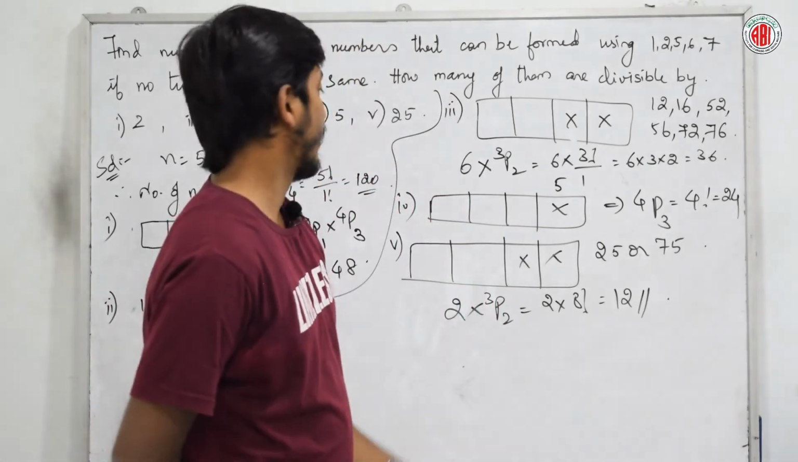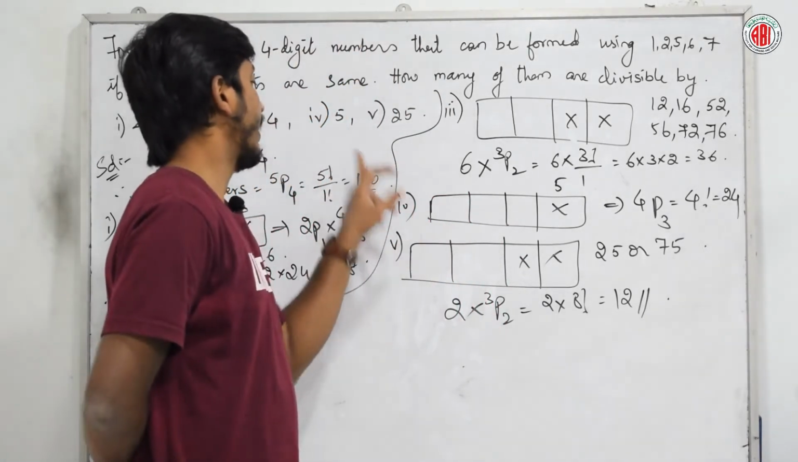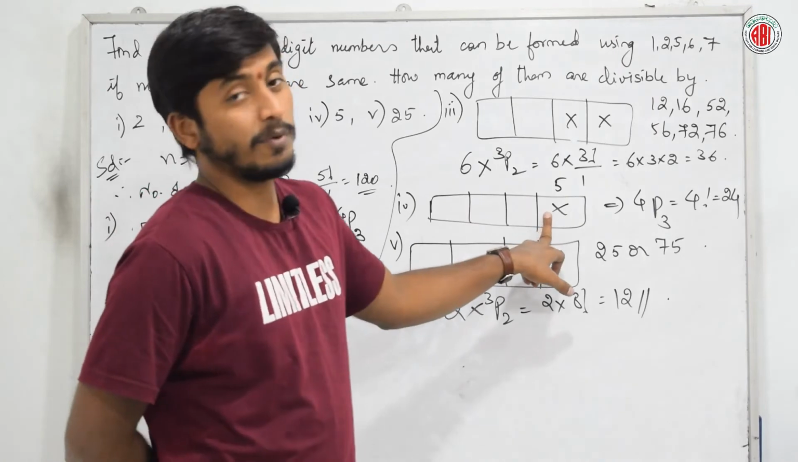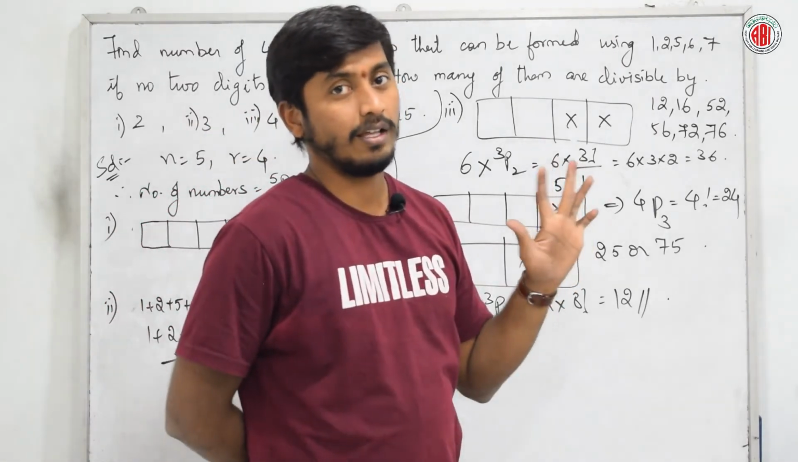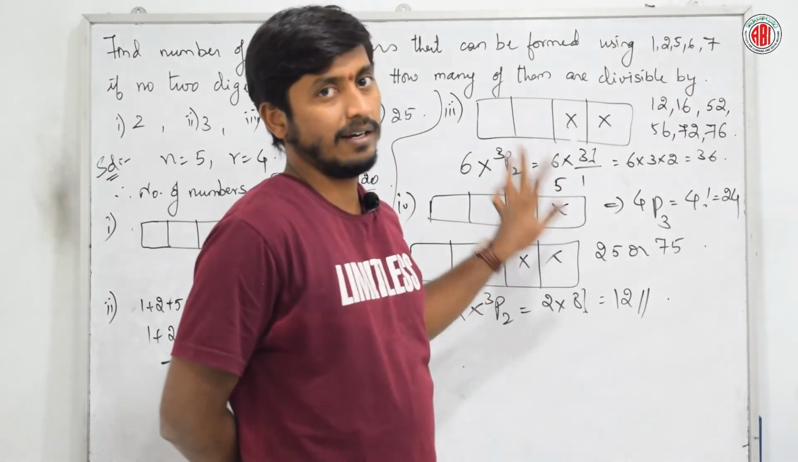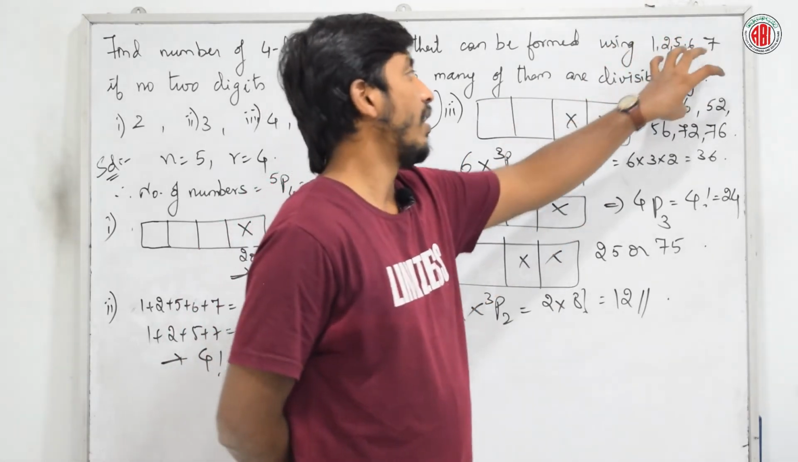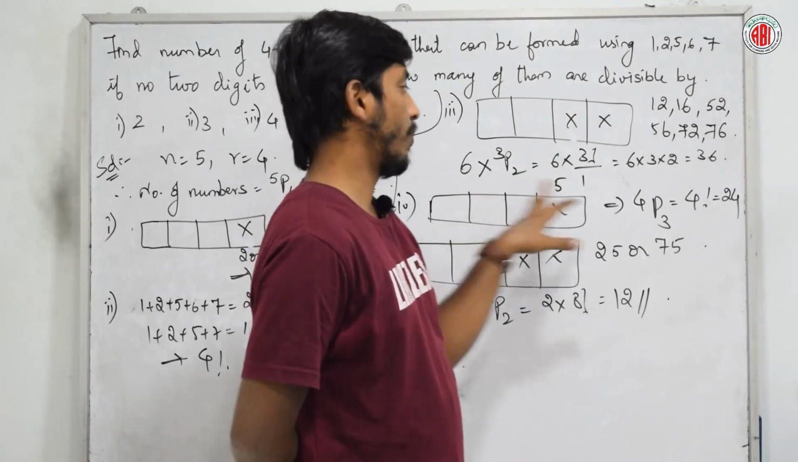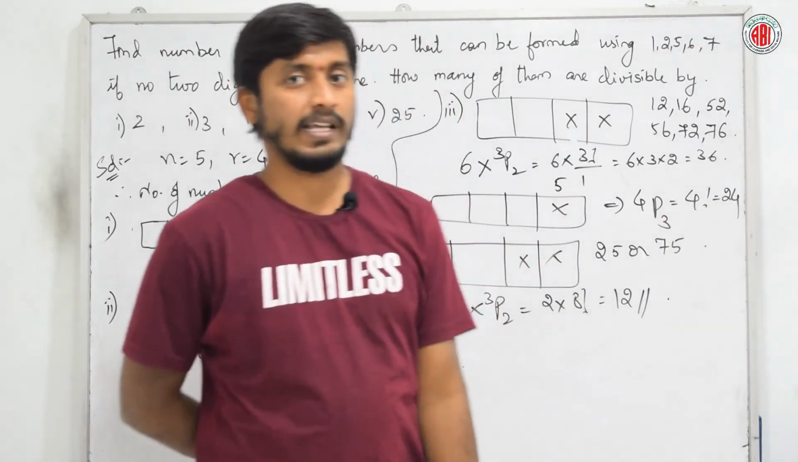Right? Next. In the 4th question, it is divisible by 5. In the 5th position, we should get 5 or 0. We have only 5. Just place it there. 5 is done. 4 elements, 3 positions, 4P3. That is the answer. Right?